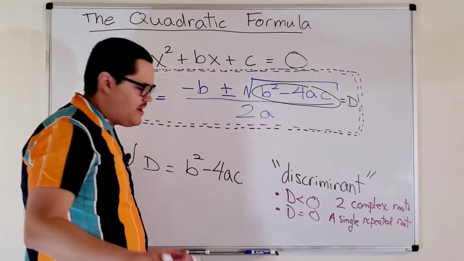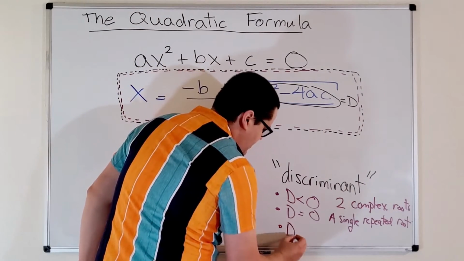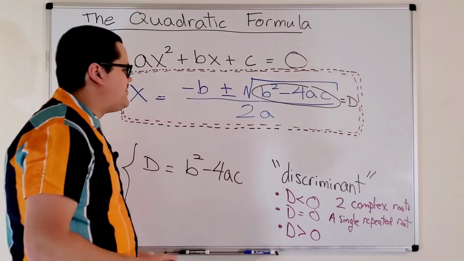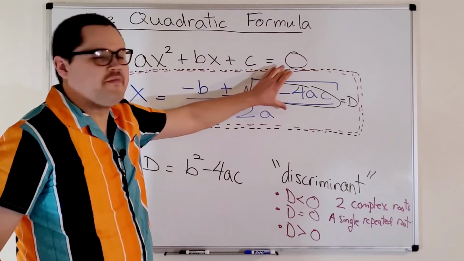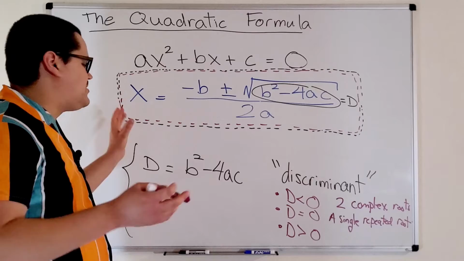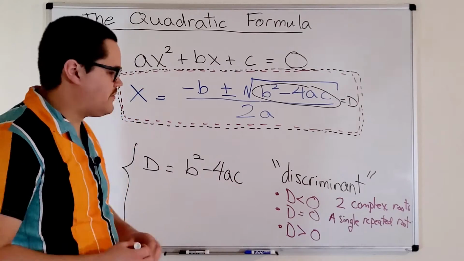And if D is greater than 0, well, here there's no funny business. We're just taking the square root of a positive number here, and so we'll get two distinct real roots.